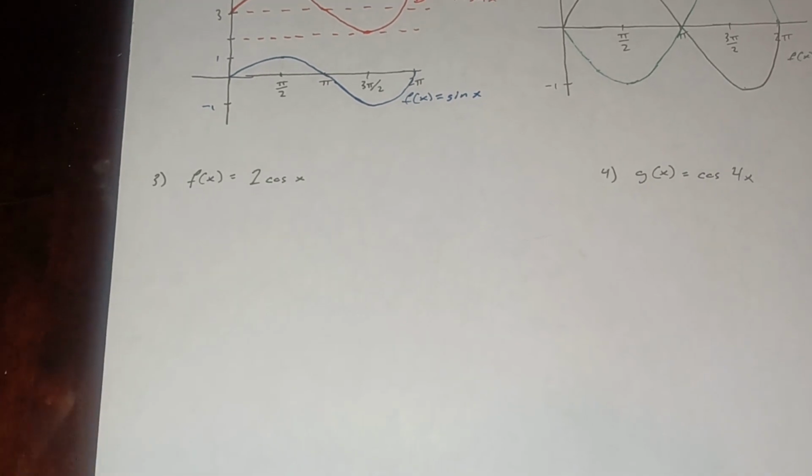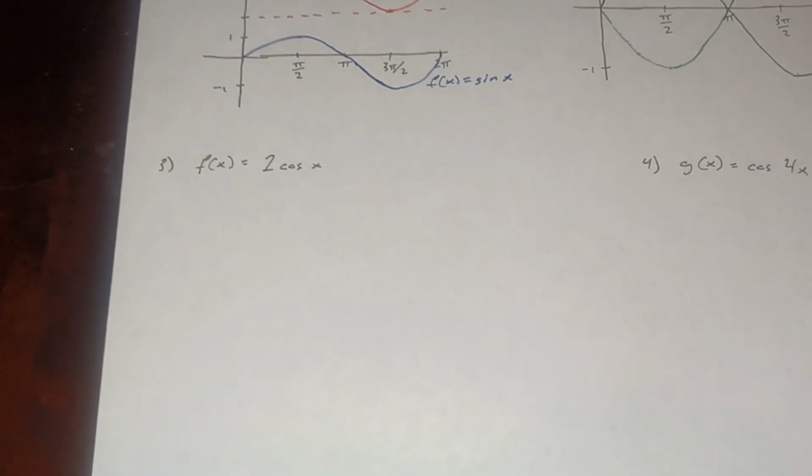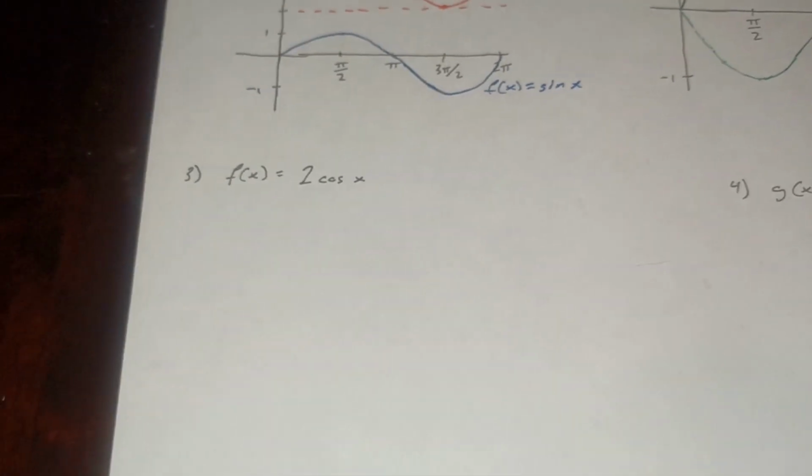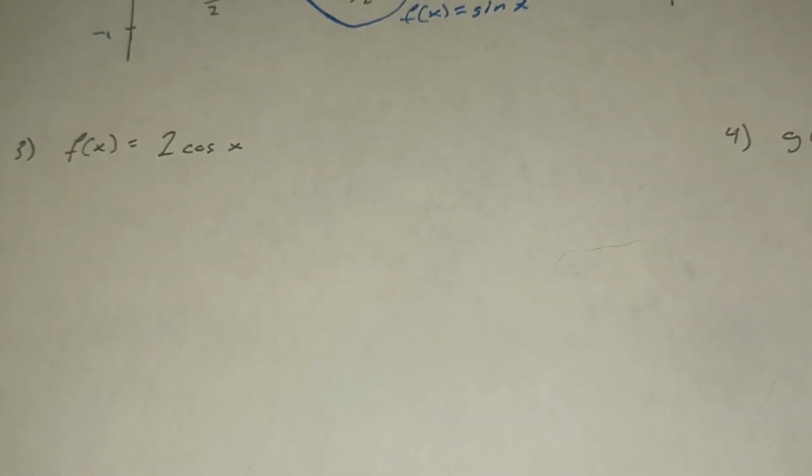Let's go to our third one, which is f of x equals 2 times cosine of x. So this is another trigonometric function. This is cosine instead of sine. We were working with sine. Now we're going to work with cosine. The cosine function looks a little different than the sine function.